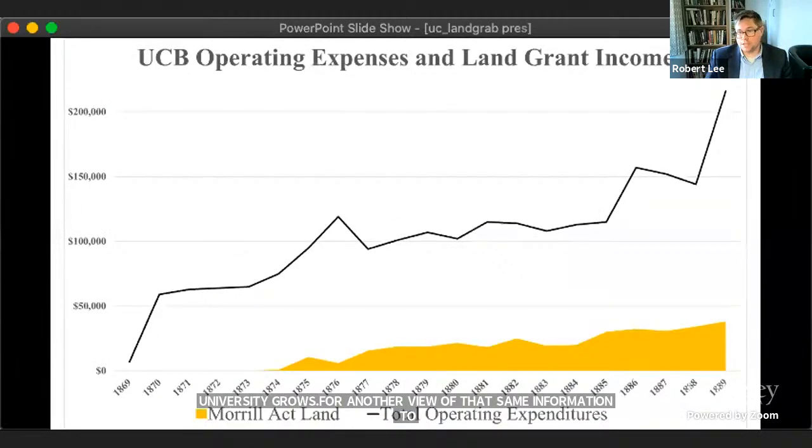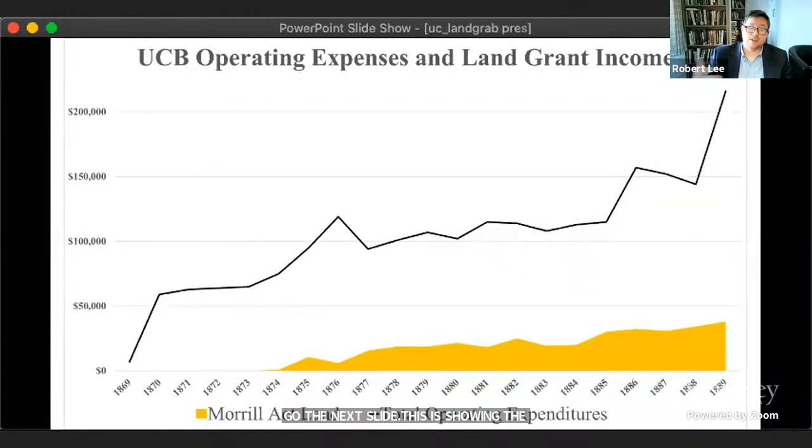This is showing in dollars the operating expenses growing over the first 20 years of the university's existence, from about $7,000 in operating expenses the first year to over $200,000 20 years later, and it's just going to explode from there. What you see is the funds starting to emerge and providing a sort of cushion for the University of California to be able to get off the ground.